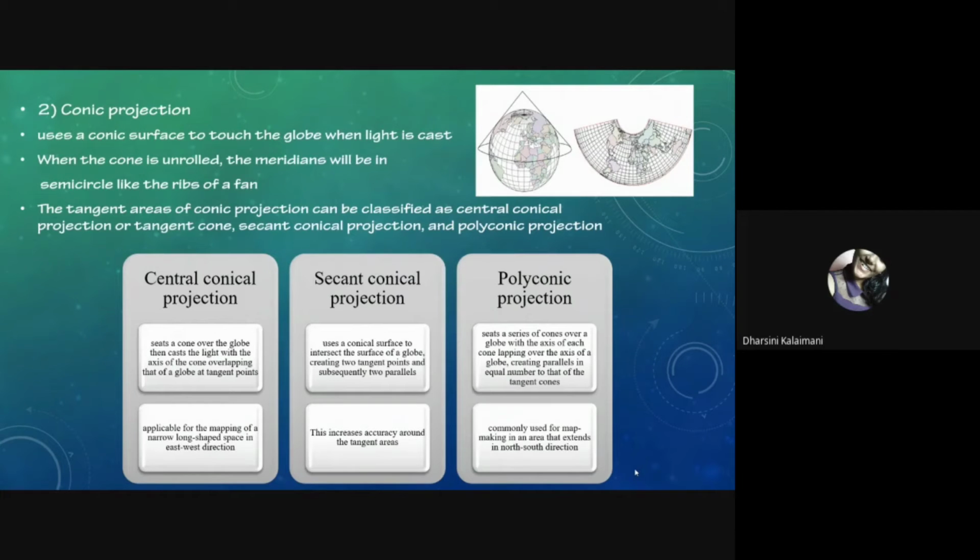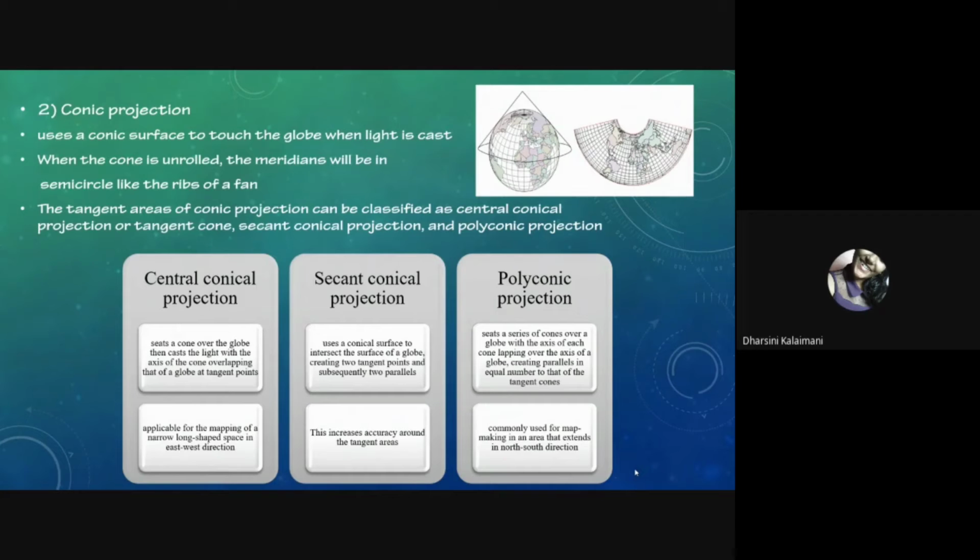First, central conic projection seats a cone over a globe, then casts the light with the axis of the cone overlapping that of the globe at the tangent points. This projection is applicable for the mapping of a narrow, long-shaped space in the east-west direction. Second conical projection uses a conical surface to intersect the surface of a globe, creating two tangent points and subsequently two parallels. This increases accuracy around the tangent areas.